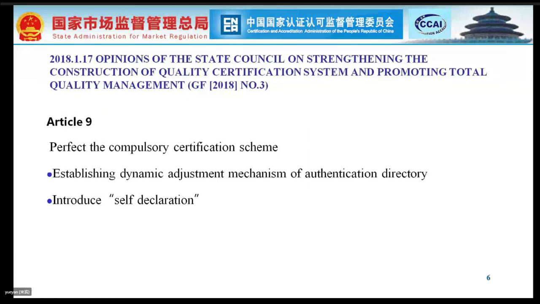In January 2018, the China State Council issued opinions on the construction of a quality certification system and promoting total quality management. Improve the compulsory certification system. We will give full play to the role of compulsory certification in protecting the bottom line. According to the product risk level and industry maturity, through the dynamic adjustment of certification catalogs, we will gradually transfer low-risk products out of the certification catalog and support industrial structure adjustment.